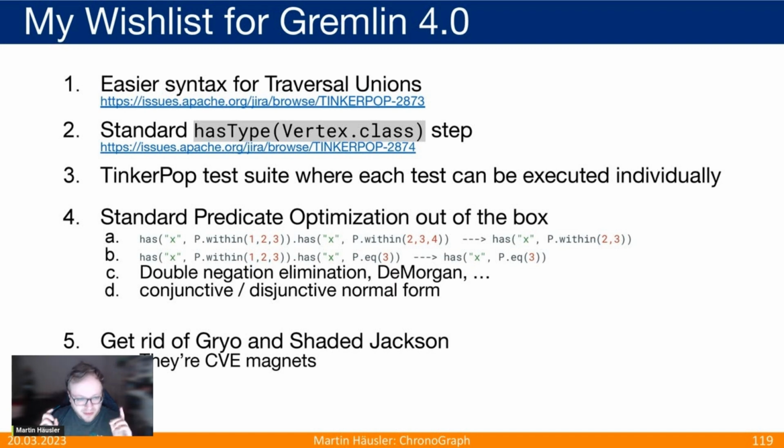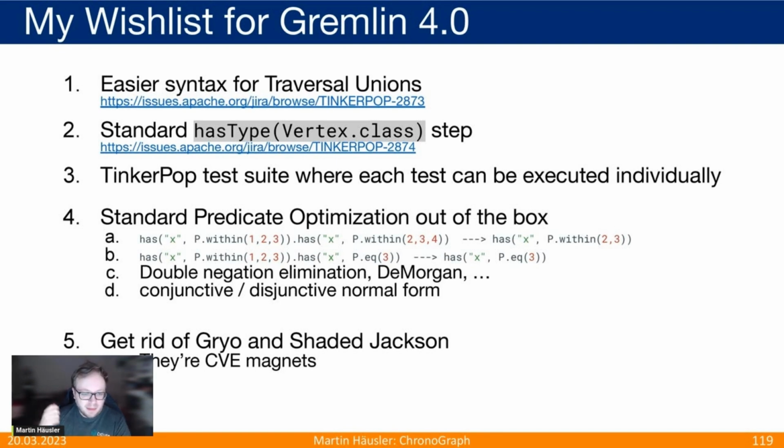I would love it if Gremlin would provide standard predicate optimization. So things like you have a within clause, you have another within clause. Okay, let's intersect them because they both have to match. So only the intersection is interesting and not the entire rest. Or you have a within clause and an is clause, so the is clause wins if it's inside the within. Stuff like that, double negation elimination, De Morgan, conjunctive and disjunctive normal form, all of that stuff that at the moment each graph provider has to build individually. It would be very cool if we could get it integrated into Gremlin, so we have one common standard we can agree on how to optimize our queries.